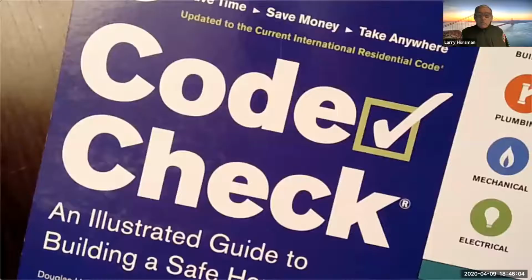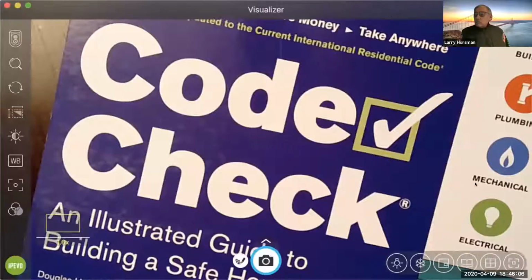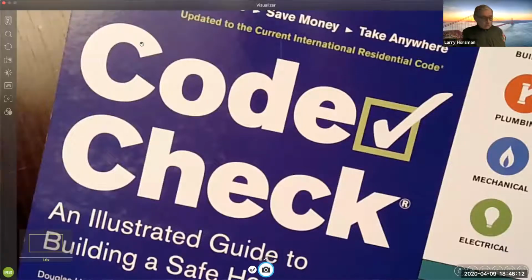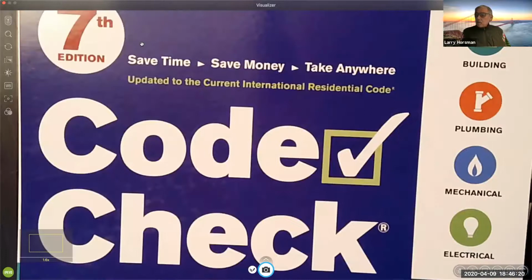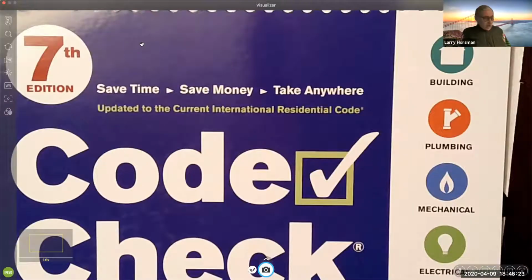You'll need your other book for this code check. So this is strictly for residential. It takes me a minute to get this thing straightened out. The computer reacts very slowly for some reason with this overhead.